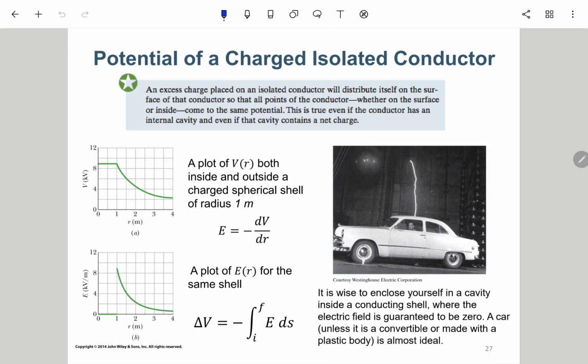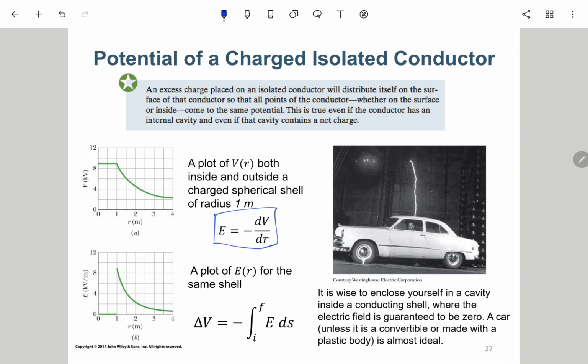Let me finish this graph and then this page, and then we can take a break. So finally, we talk about the potential of charge on an isolated conductor. We already know that negative dV/dr is the E along the R axis. Suppose the E field is all along the R, in a spherical coordinate with a single charge. So it will be like that.